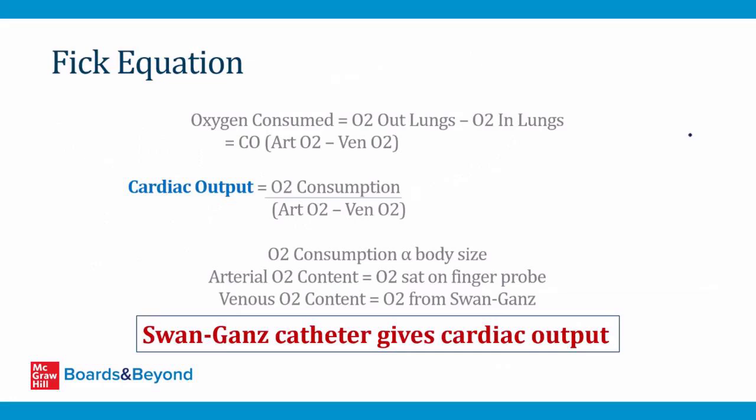Not only does the mixed venous oxygen saturation give us an idea of whether the cardiac output is high or low, you can actually use that number to calculate an exact cardiac output for a patient. And in order to do that, you use the Fick equation. So let's talk about that now. So the Fick equation basically comes from the simple principle that the oxygen consumed by our body as a whole is equal to the oxygen in the blood that's coming out of the lungs, the fully oxygenated blood, minus the oxygen in the blood going into the lungs.